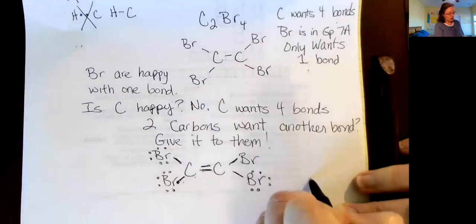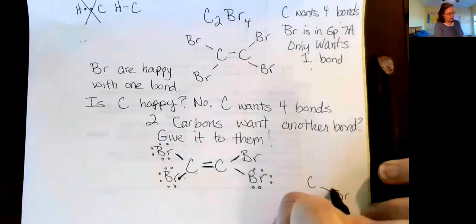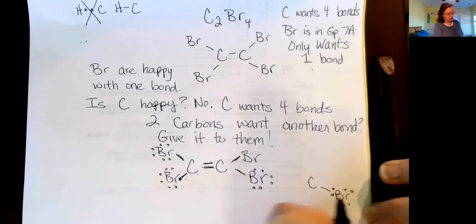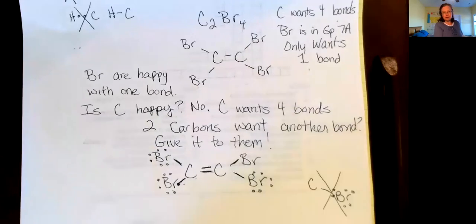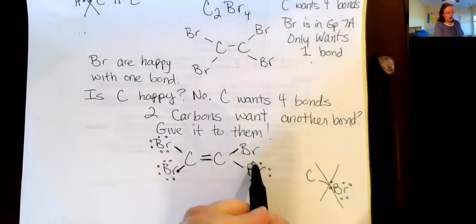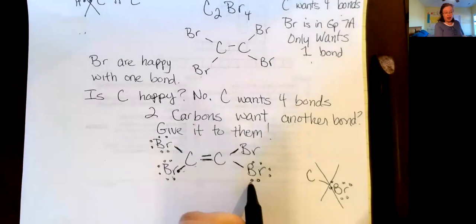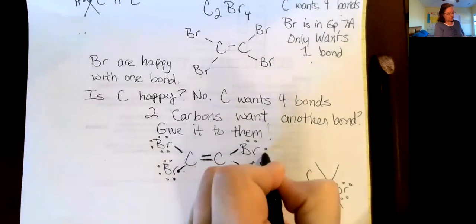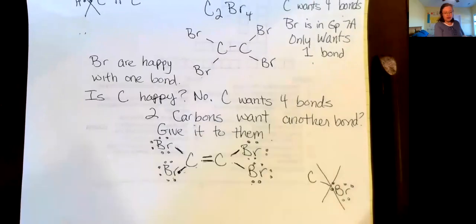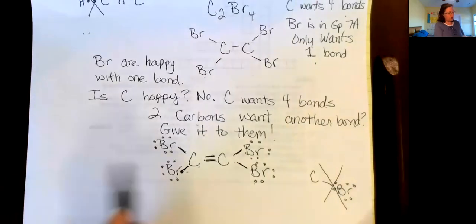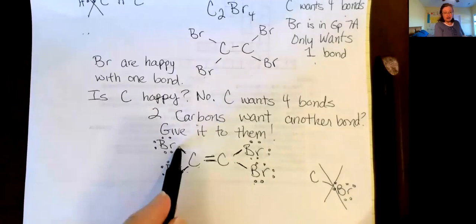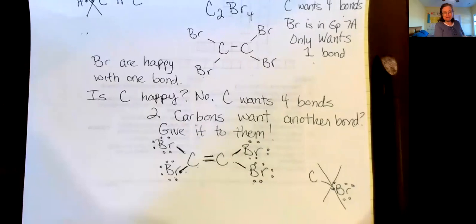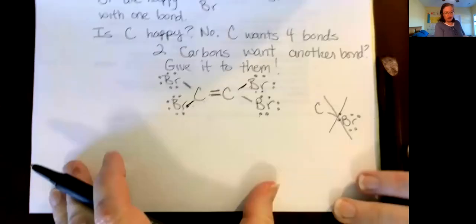Notice how I put the dots around the outside. I don't do something like this. I put the dots around the other 3 sides that don't have the bond. And there we go. The bromines now have 6, 7 that they started with, plus the 1 they're borrowing, makes 8. Last one, I'll do it a little more quickly.